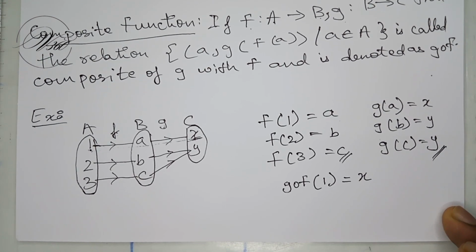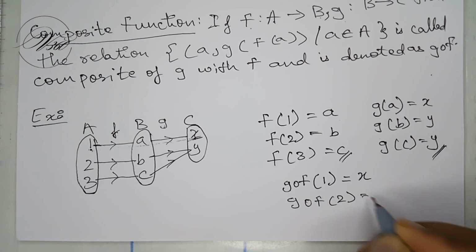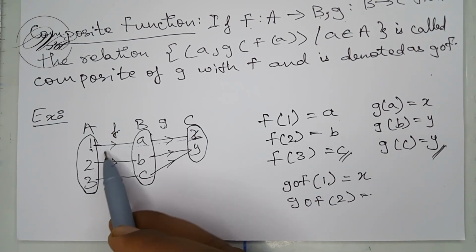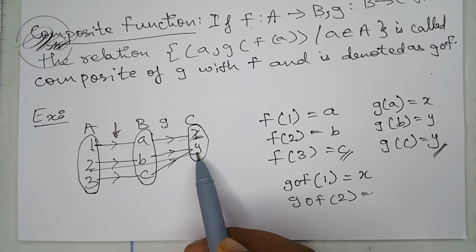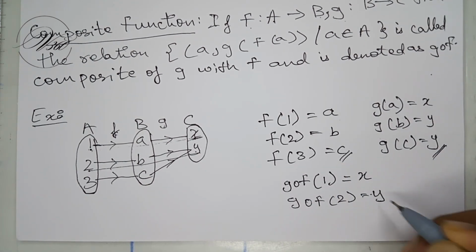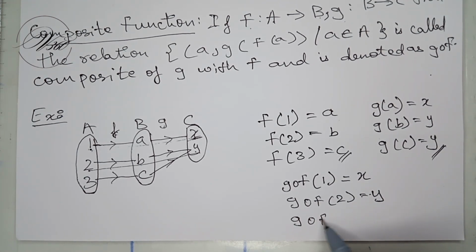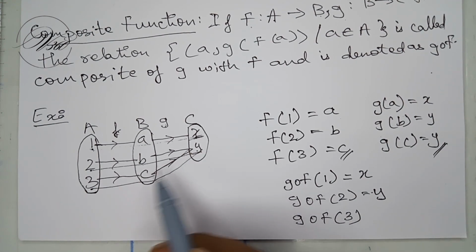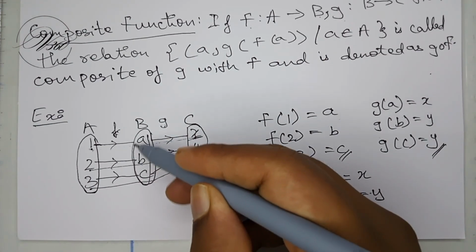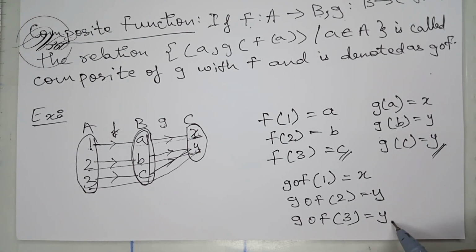Alright. Now we will find out gof of 2. What is it? Gof of 2, second row. The last answer is y. So the answer is y. I think you all may understand. Now gof of 3. What is it? Third row. It is connected like this, right? We should skip this b and directly write the answer here. So what is it? y again.